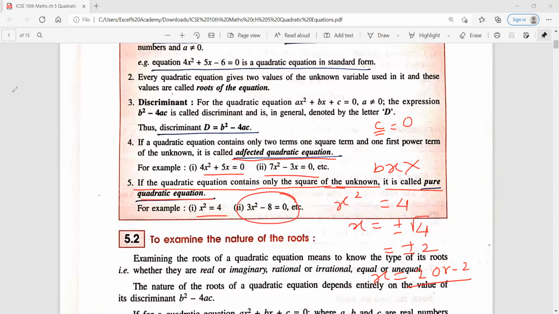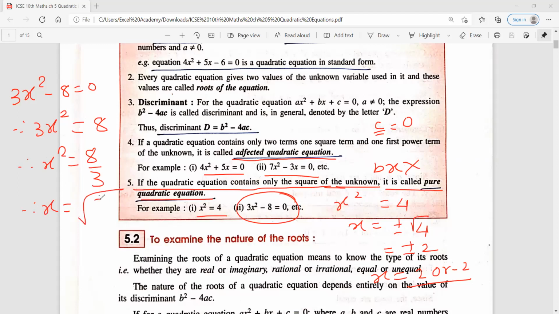Let's take one more example. 3x square minus 8 is equal to 0. I will transfer the 8 to the other side, and you will divide. So x square is equal to 8 upon 3. If you take square roots of both sides, you'll get square root of 8 upon 3, but you have to put plus minus. Always remember, when you are taking a square root, you have to use plus and minus. If you forget, then the teacher will also forget to give you marks. Okay, no excuse.